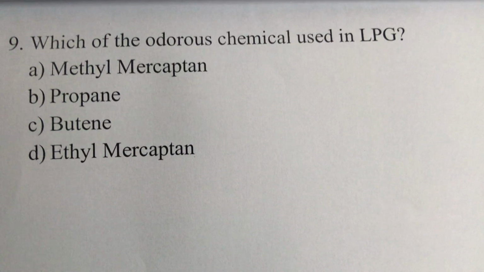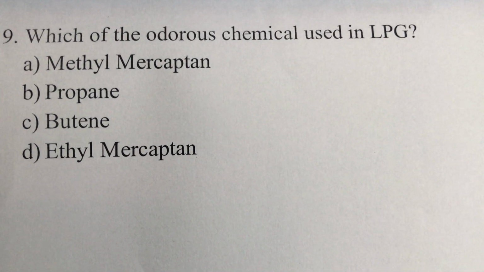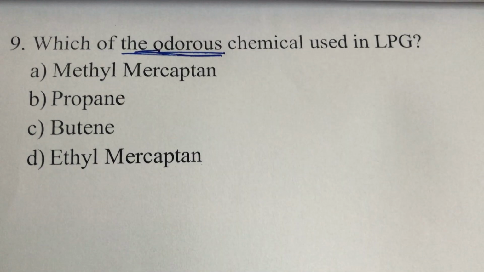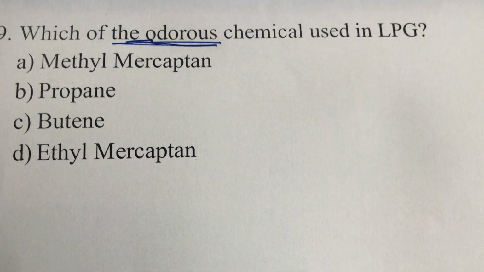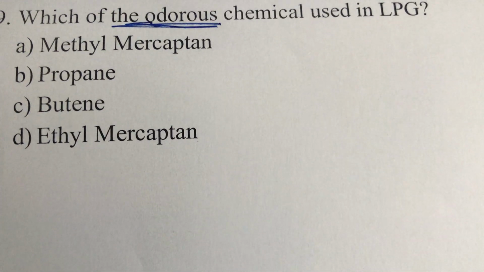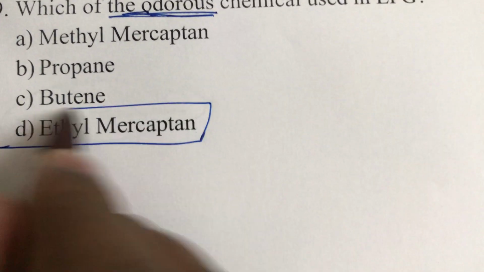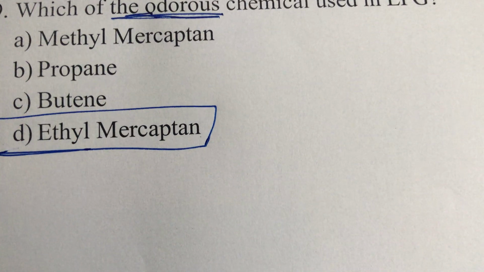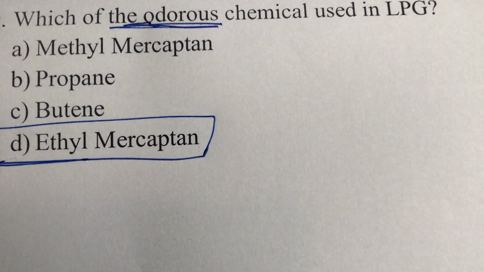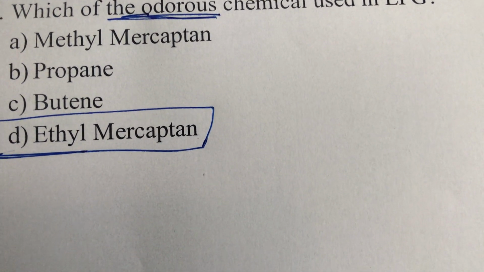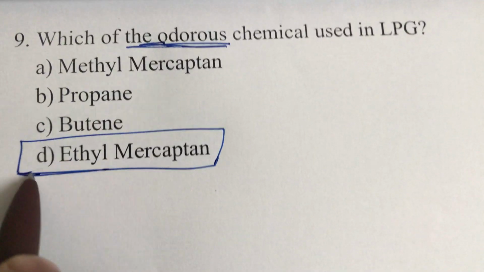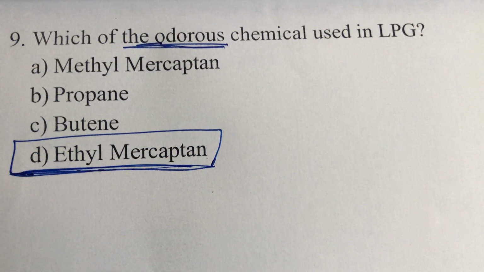Next, ninth question is, which odorous chemical is used in LPG? Odorous is nothing but a smelling agent. Option A is methyl mercaptan, option B is propane, option C is butane, option D is ethyl mercaptan. Here the right answer is ethyl mercaptan, which is used as a smelling agent or odorous agent in LPG gas. Sometimes in the houses we feel that gas is leaking, or gas is not turned off properly. To recognize that, they use this ethyl mercaptan as a smelling agent.